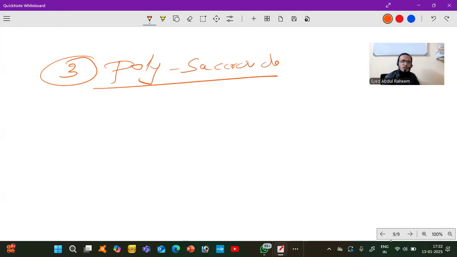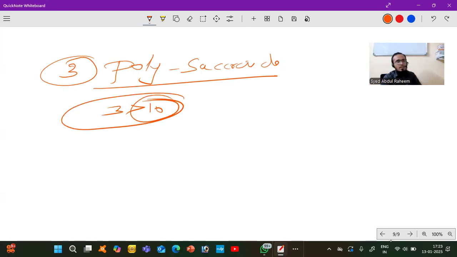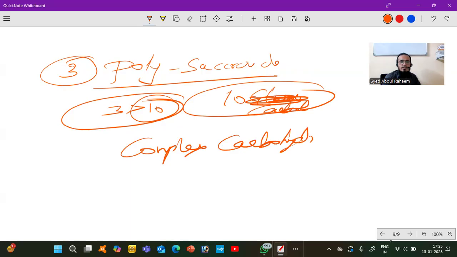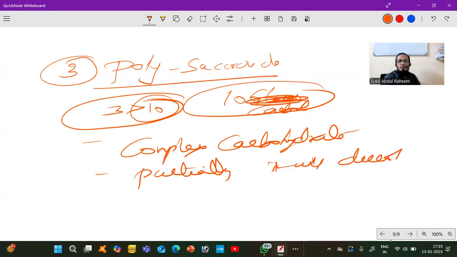In the polysaccharides, we have more than two, in between 3 to 10. But in poly, mostly there are 10 carbohydrate molecules or sugar molecules. Okay. And we will call them complex carbohydrates. It will not dissolve completely, partially it will dissolve in water.